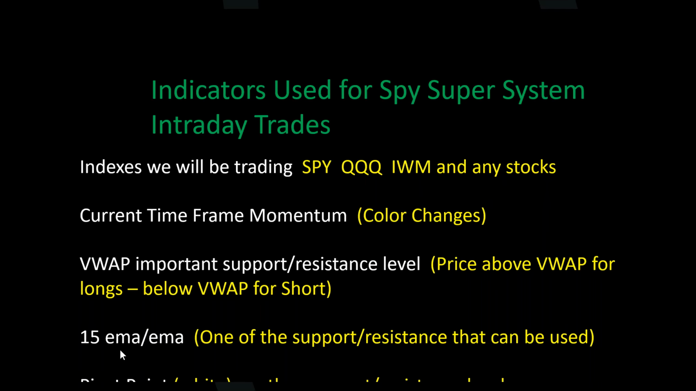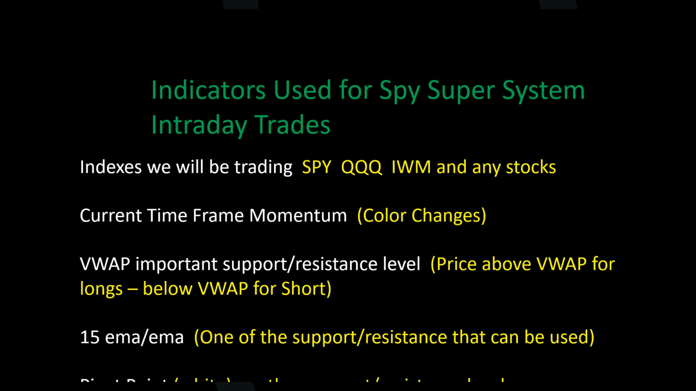And we also use the 15 EMA of an EMA. It's a smooth 15 EMA as a support resistance level to enter trades when the stock price has moved away from the VWAP, so we really can't use the VWAP for support resistance levels to get in. We use the 15 EMA the same way. So this is one of the other support resistance levels that we use.